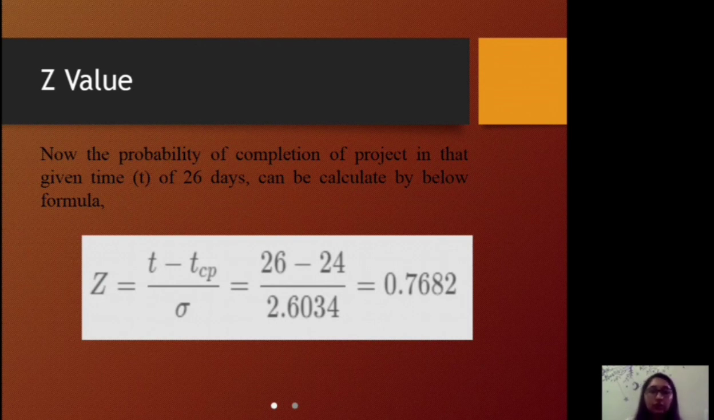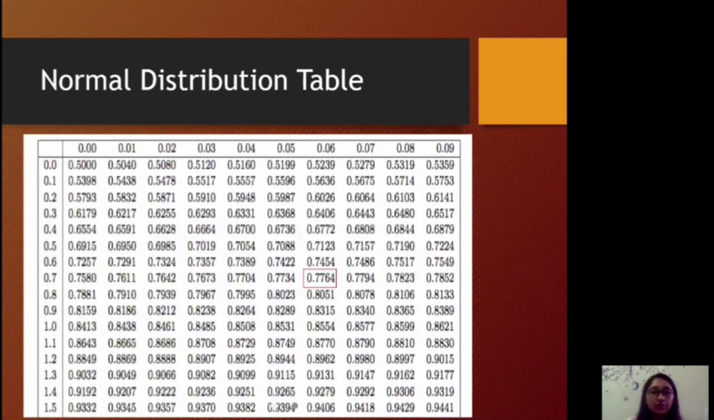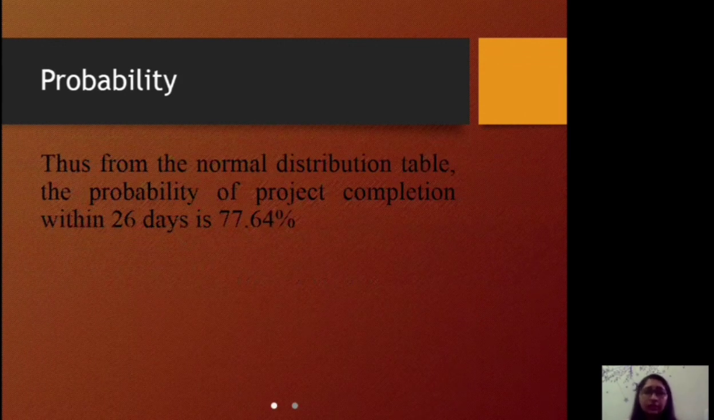Now we will get this value from the normal distribution table, as you can see, that is 0.7764. Hence we can conclude from the normal distribution table that the probability of the project completion within 26 days is 77.64%.